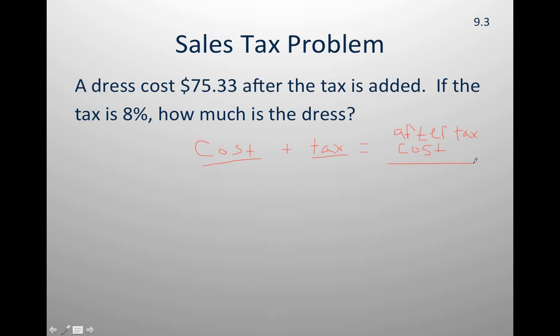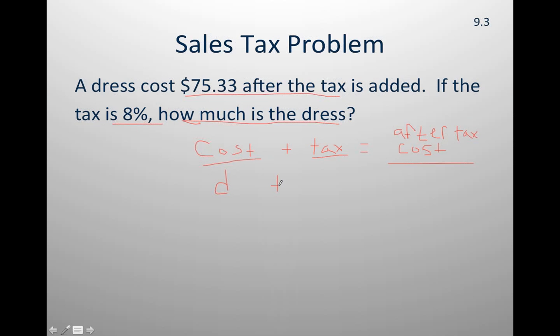Now, the thing I've got to figure out is what information they've given me. They've given me the after-tax amount, and they've given me the tax rate. That's all they've given me. What I don't know is the cost of the dress. They're asking me how much is the dress. That's the question. So I'm going to call the dress D. I don't know what D is. I don't know what the cost of the dress is.